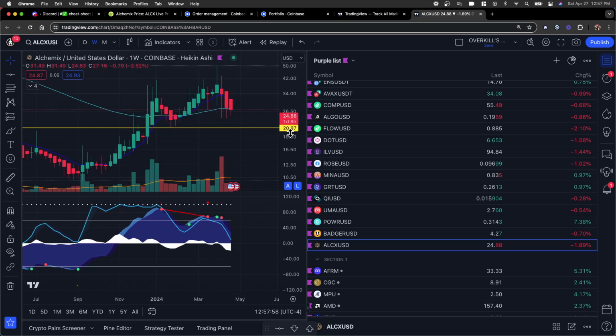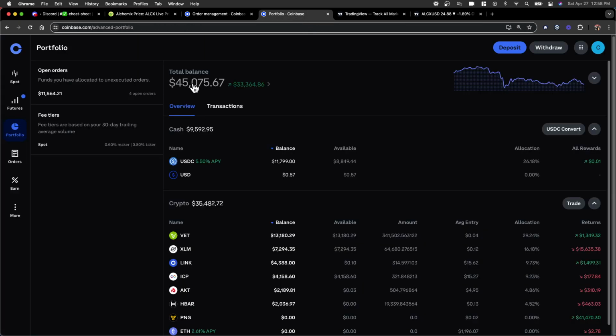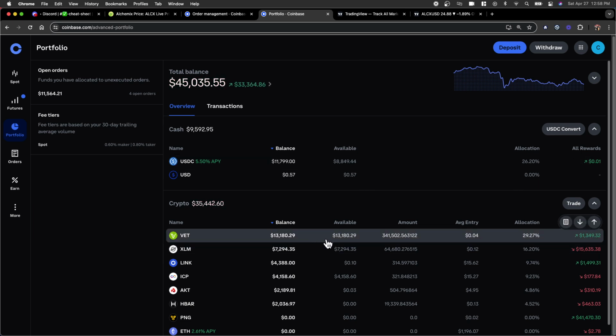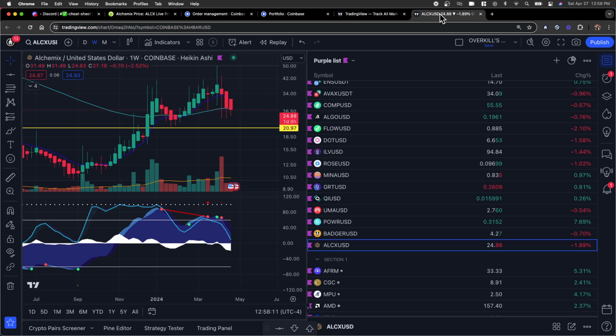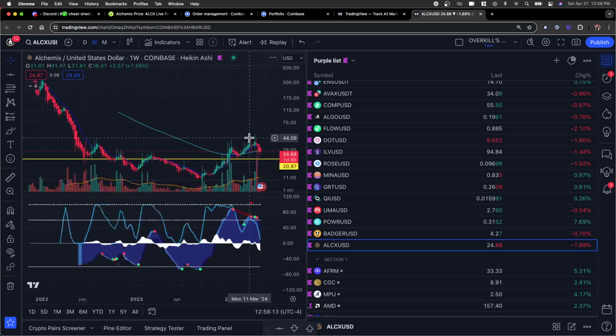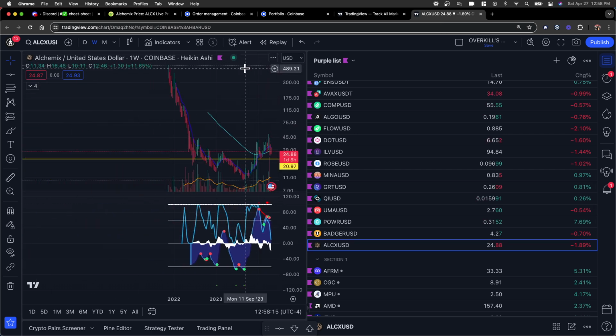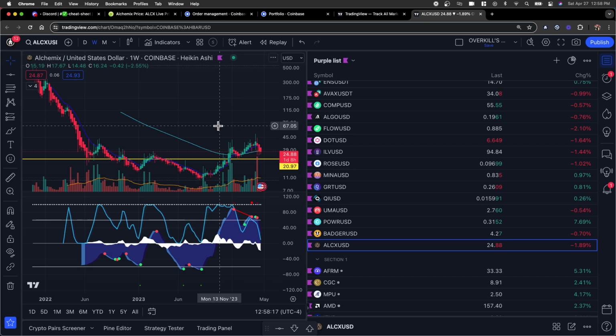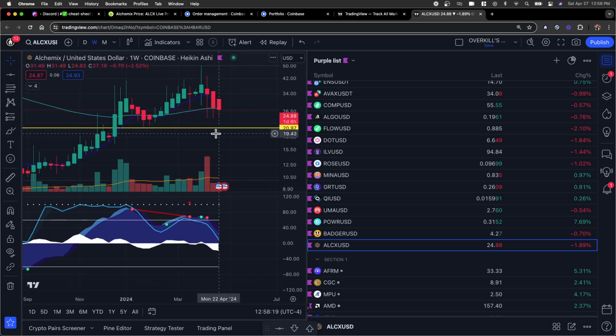So if this thing breaks down below 21, I'm wrong on the trade, and I'm prepared to be wrong, and I know exactly how much I'm going to lose if I'm wrong. I'm going to lose $400 if I'm wrong, which is about 1% of my total portfolio. And I am okay losing 1% of my total portfolio on this trade because this can literally go back up to $500 from 25. That's more than the 10x. So that's what I'm playing here on ALCX.